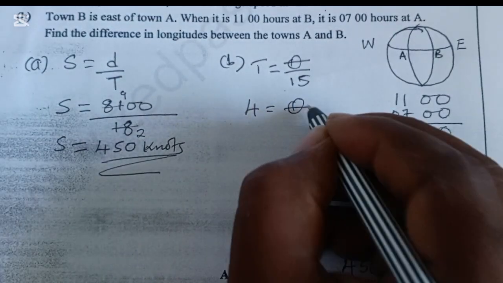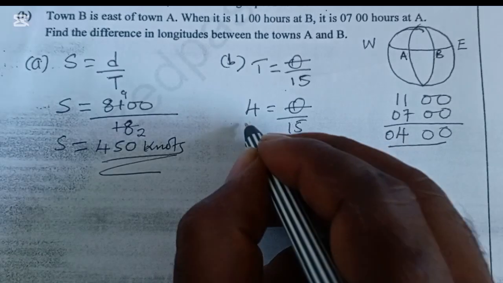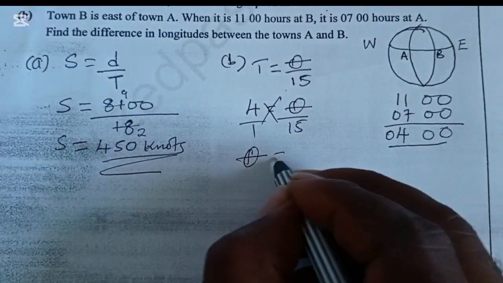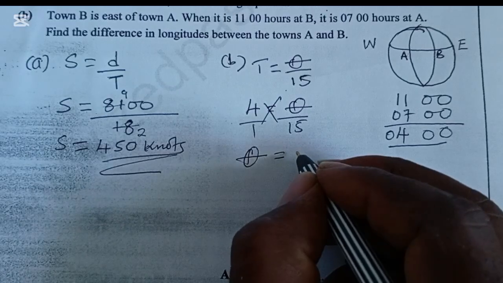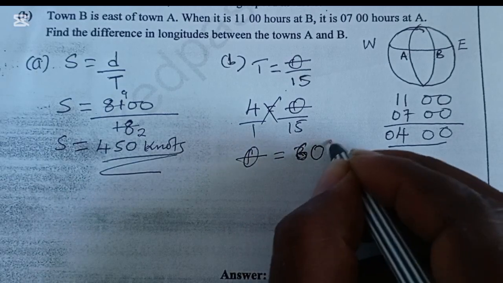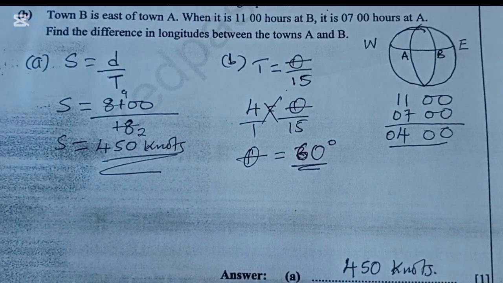So theta over 15 is equal to 4 over 1. You cross multiply: 1 times theta is theta, 4 times 15, we are going to have 60. So 60 degrees is the difference in longitudes.